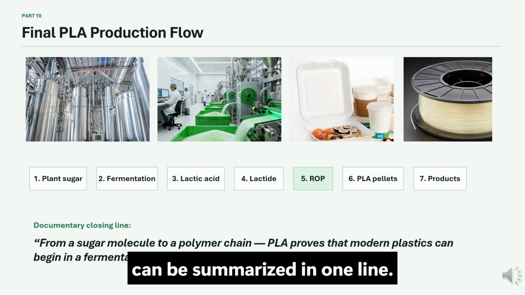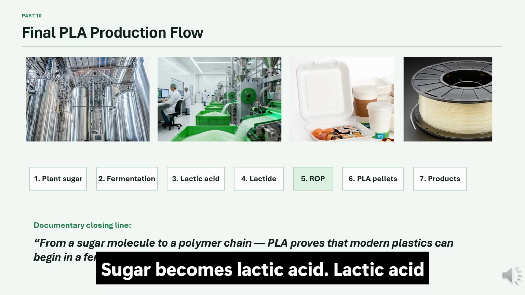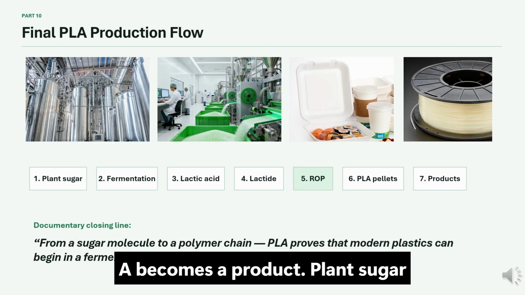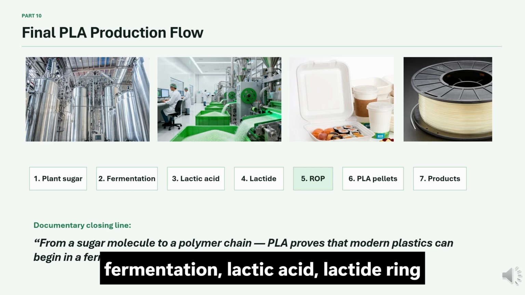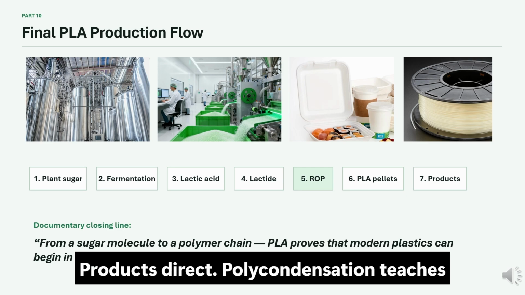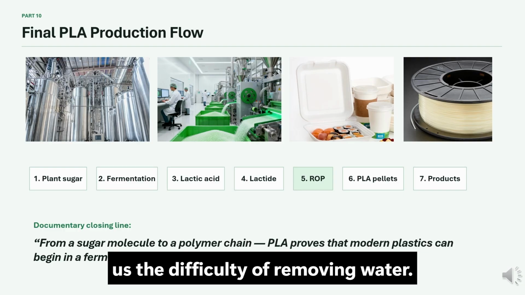The entire story can be summarized in one line: sugar becomes lactic acid, lactic acid becomes lactide, lactide becomes polymer, and PLA becomes a product. Plant sugar, fermentation, lactic acid, lactide, ring opening polymerization, PLA pellets, products.